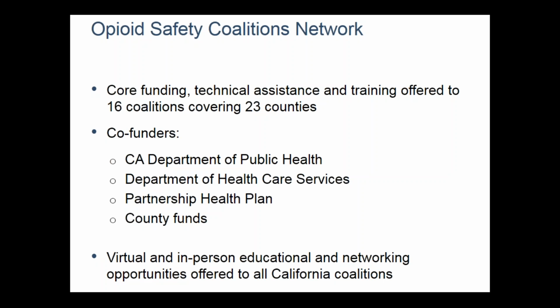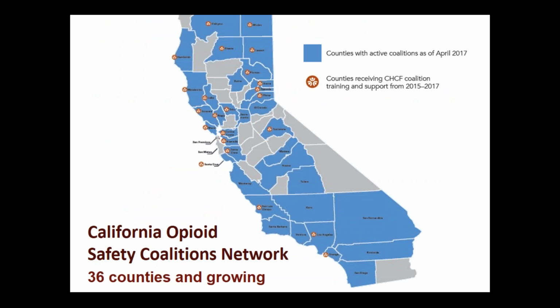And then when we recognized that more and more coalitions were launching over time, we opened up all of our offerings, both the virtual webinars and the big in-person convenings, to any coalition working in California. And we now know of 36 counties of California's 58 counties that have active coalitions working in their communities. So this kind of momentum is so exciting, and the ability to link all of these counties to learn from each other is why we want to continue this network.